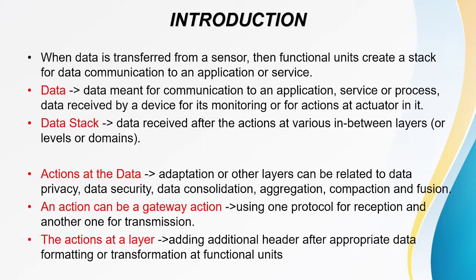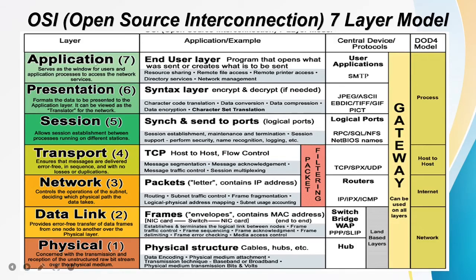But if I have to mention the levels or the layers, they are speaking about this one. Okay, so here when the communication takes place between two devices through the internet, we are going to have the different layers: physical layer, data link layer, network, transport, session layer, presentation layer, and the application layer. So the data that flows in between these layers or these levels or these domains is called a data stack.